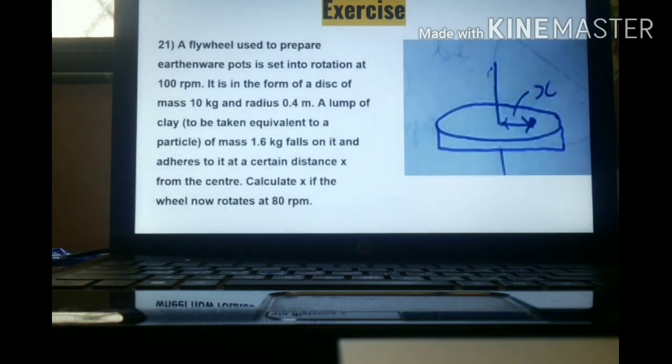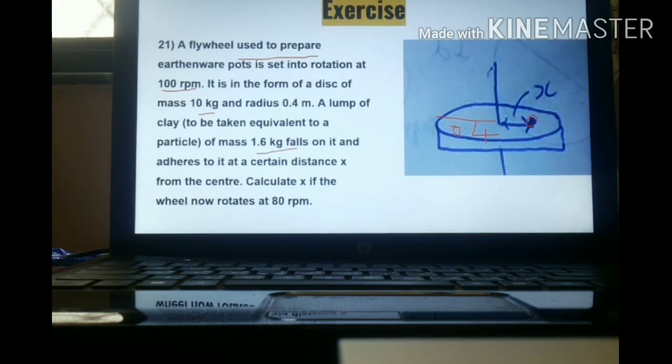Over here a flywheel is used to prepare an earthen pot. This is an earthen pot which has been prepared. This flywheel is rotating at the rate of 1000 rpm, revolutions per minute. It is in the form of a disc of mass 10 kg. This disc's radius is 0.5. A lump of clay is placed at this point. We are naming this point x from the axis of rotation, and the mass of this clay is 1.6 kg.